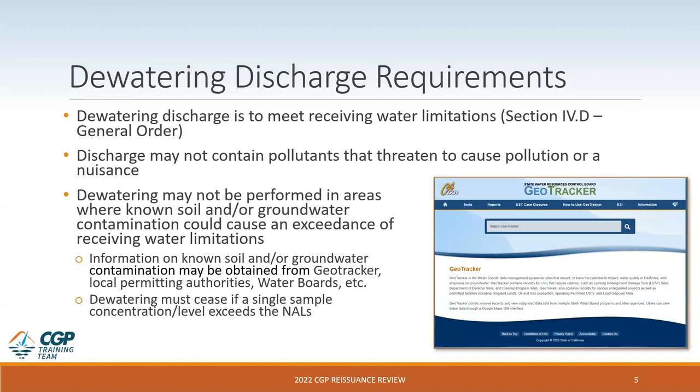One thing to note is that if you are performing dewatering and your dewatering does exceed, in a single sample concentration, the numeric NALs, then you must cease dewatering activities.